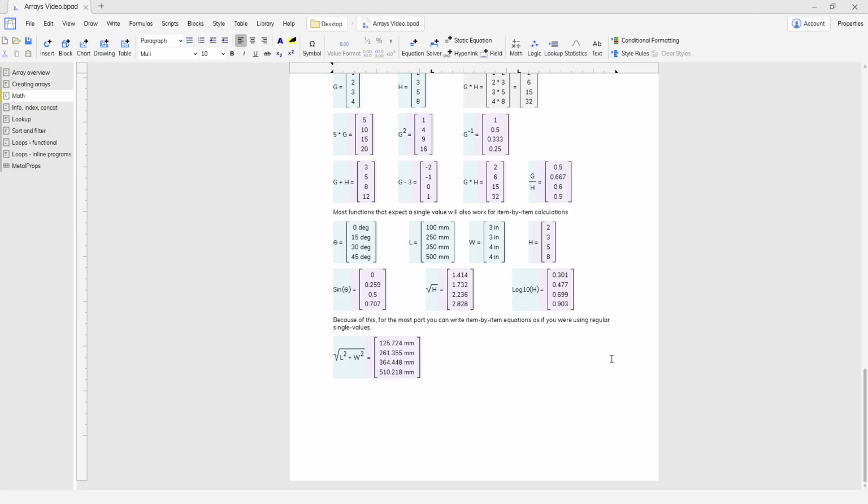So because of that, you can kind of treat single dimensional named arrays like a single value when you're actually writing your equation. And that can be a good way to think of writing out your item by item calculation. So here I just have square root of L squared plus W squared. And that's going to work the same if L and W are single values or if they are these single dimensional arrays that I have here.